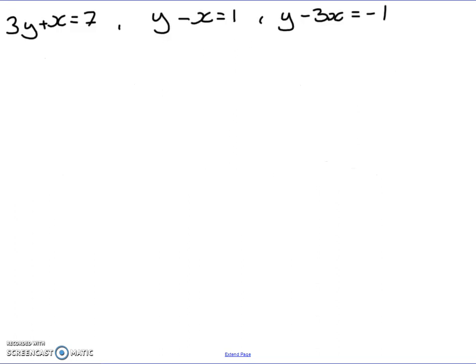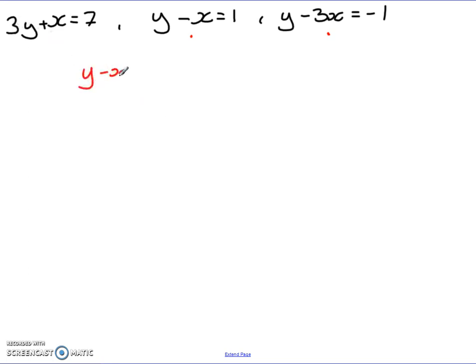So the first set, these were the 3 equations I had initially: 3y plus x is 7, y minus x is 1, y minus 3x is negative 1. Now remember, the first step, you pick the 2 easiest equations and you solve them. You get a coordinate, substitute it into the third one and see if you get the same answer. If you do, great, they're concurrent. If you don't, they're not. Well, this one and this one are definitely the 2 easiest to solve, so they're the ones I'm going to solve, and this is the one I'm going to substitute into.